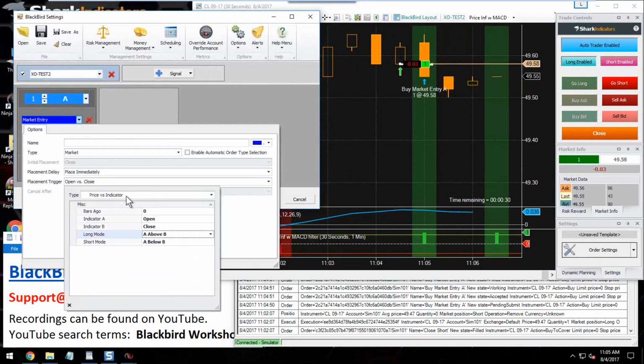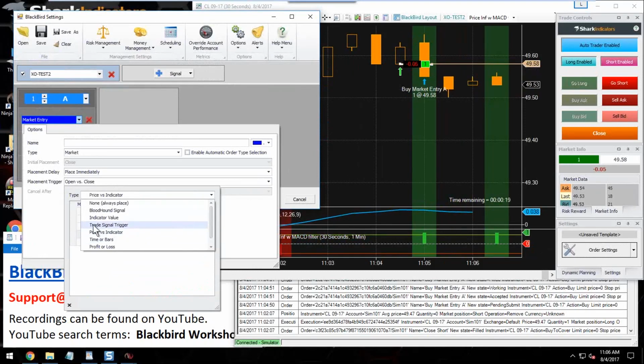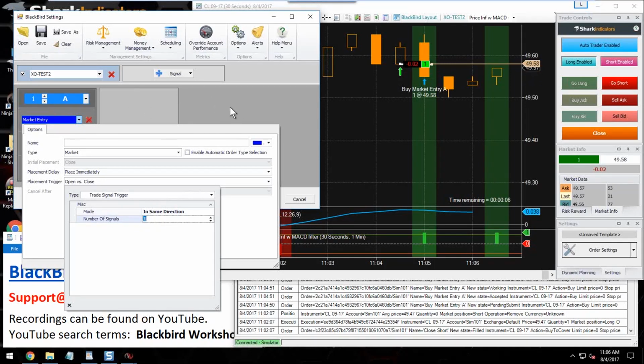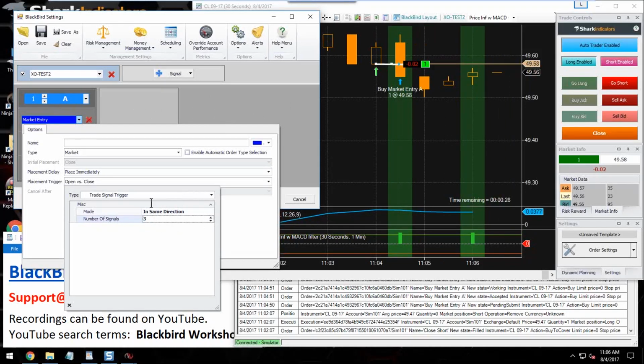The placement trigger is also where you could use the trade signal trigger most. So this is a way that you can set up a legging-in system. On the first signal, you can get order A to go in. And then if you had an order B and C and D, order B would go in on the second trade signal, and order C would go in on the third trade signal. So this trade signal gives you a way of legging in.